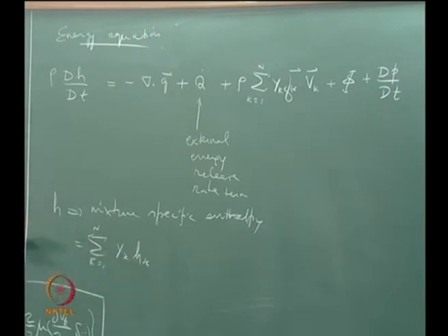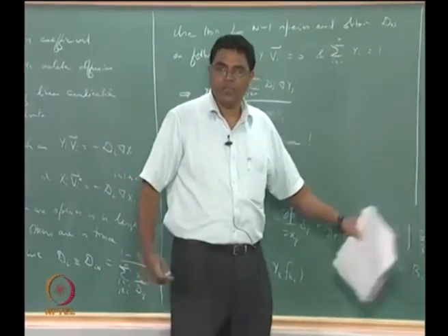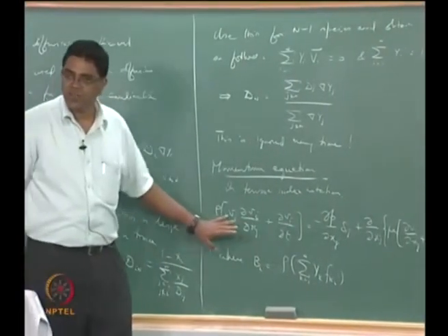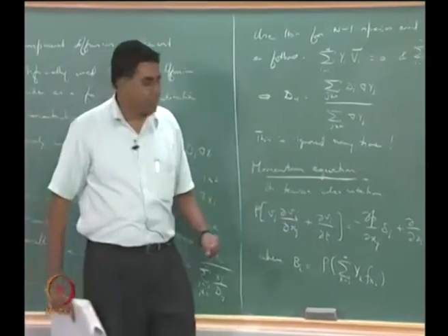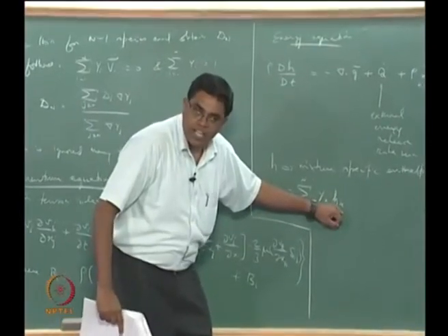By the way, notice that we have shifted from a and b or i and j and all those things for species to a capital K, because if we now did this with the tensor index notation, we would have i's and j's competing with us, okay. So we now use capital K for species from now on, yeah. So hk is the specific enthalpy of species K.